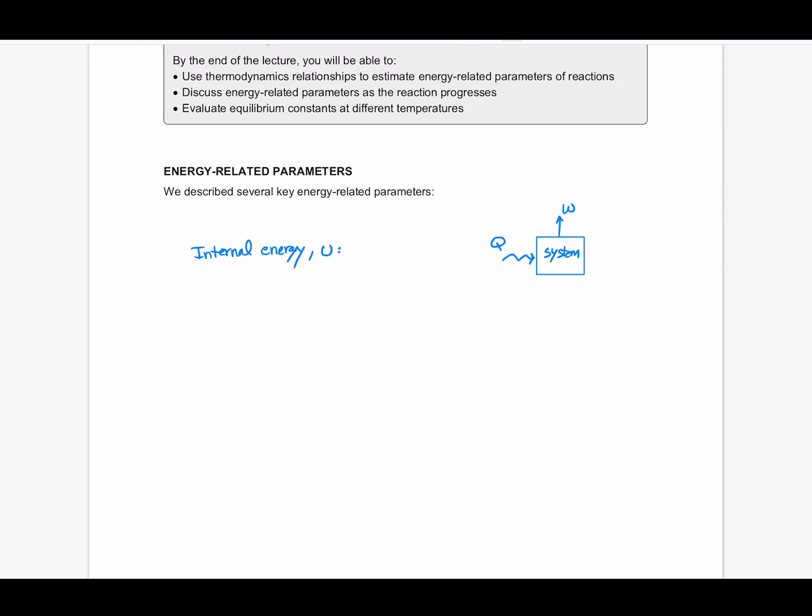We mentioned that the internal energy is a combination of microscopic and macroscopic energy, and measuring that would be very difficult. It requires a lot of information about the system. But the change in the internal energy can be measured. That is a combination of heat and work exchange of the system with the surroundings. So delta U, the change in the internal energy, is how much heat and work is exchanged.